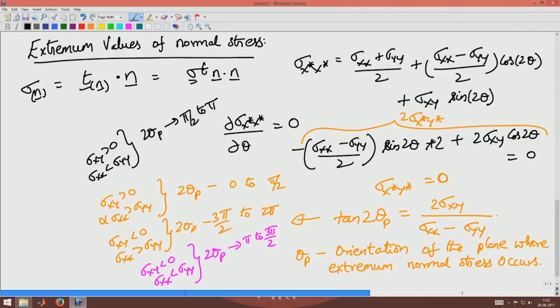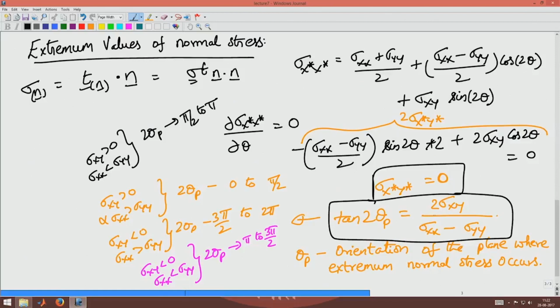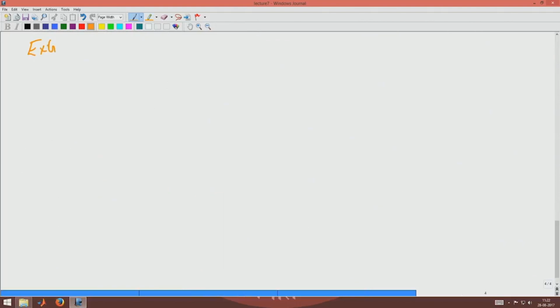Okay. Now 2 points we saw, the plane on which the extremum normal stress occurs, we understood that the shear stress will be 0 and that angle is given by this expression tan 2 theta p is 2 sigma xy by sigma xx minus sigma yy. Okay. And we understood that this 2 theta p has to be found over appropriate domain, which is 0 to 360 degrees. Okay. Now let us find where the maximum shear stress occurs. Extremum shear stress.